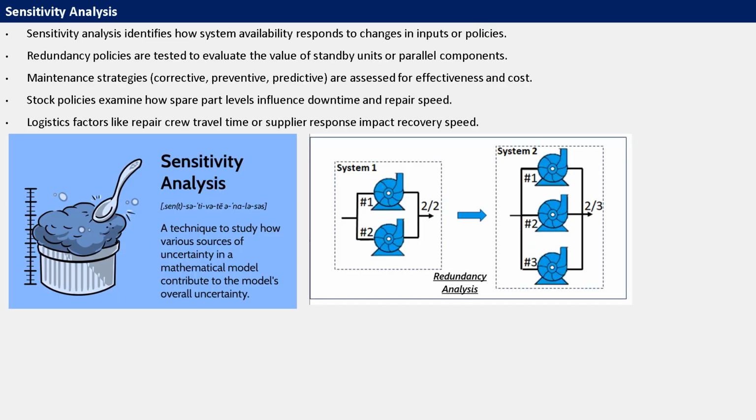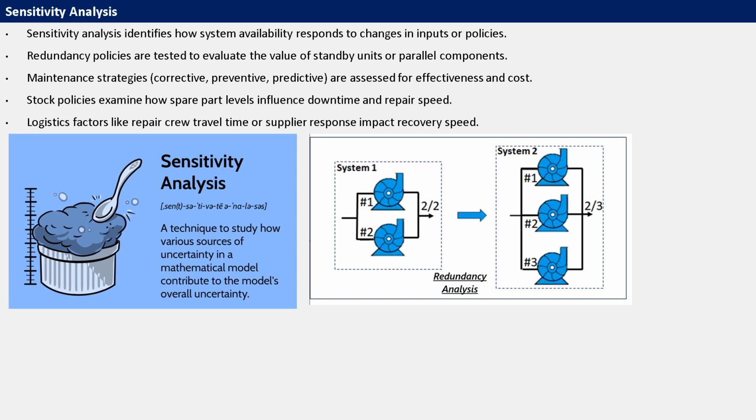Sensitivity analysis examines how small changes in system inputs or decisions affect overall availability and performance. It's a way to test different what-if scenarios to understand which variables have the greatest influence on uptime. By doing this, organizations can focus their efforts and resources on the most impactful areas instead of making broad, unfocused changes.